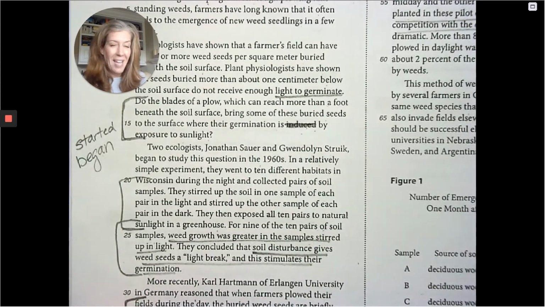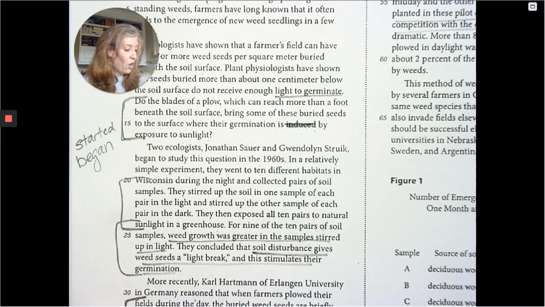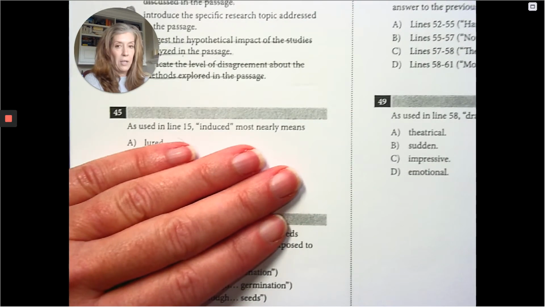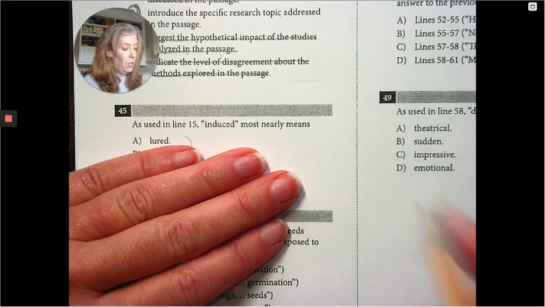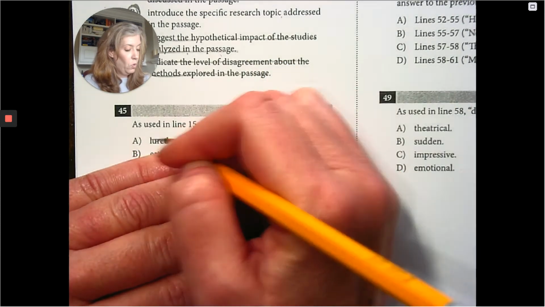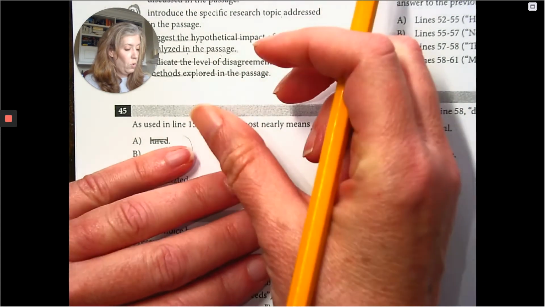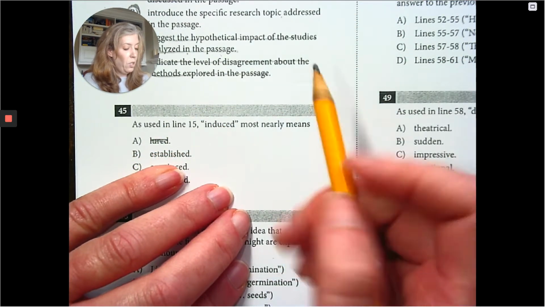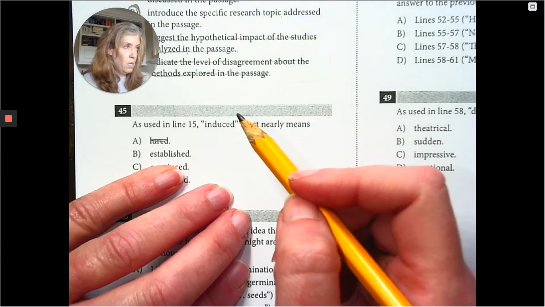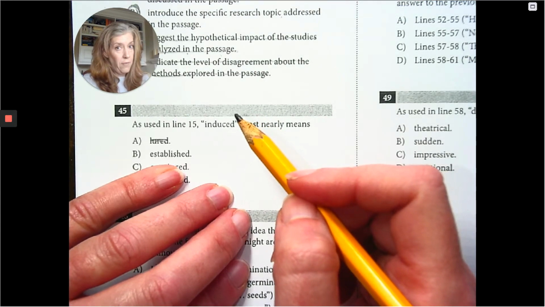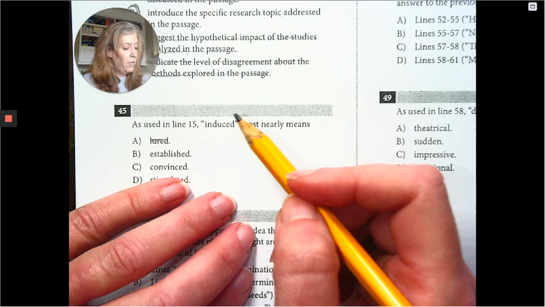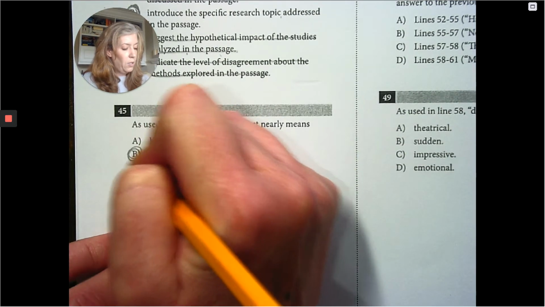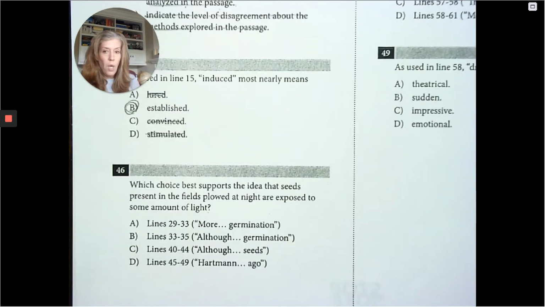Is that what you said? Began? So let's go. Started or began? I'm going to cover the word. We're looking for started or began. Lord? No. No. Established? Started, began? I don't hate it. I don't love it, but I'm going to keep it. Convinced? No. Stimulated? No. So established. Started, began.